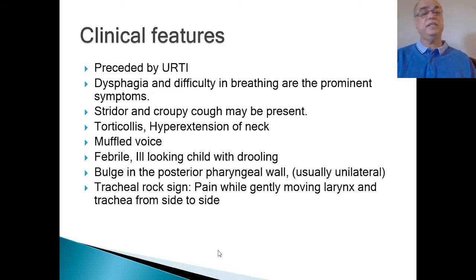Muffled voice will be there. Voice will not be hoarse, but it will be muffled voice. Patient will be febrile, ill looking, with drooling of saliva. There will be bulge in the posterior pharyngeal wall.